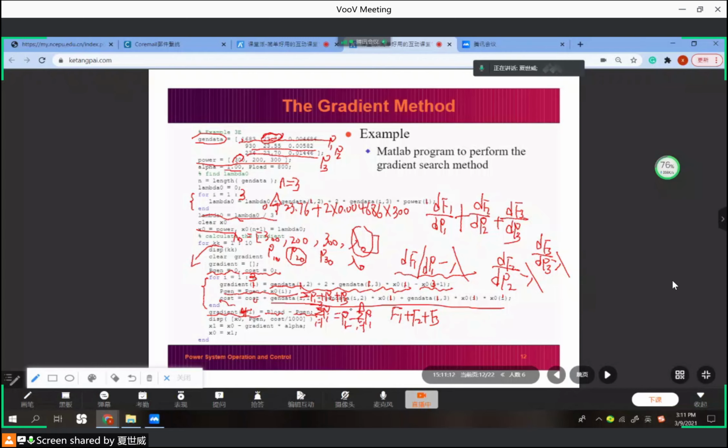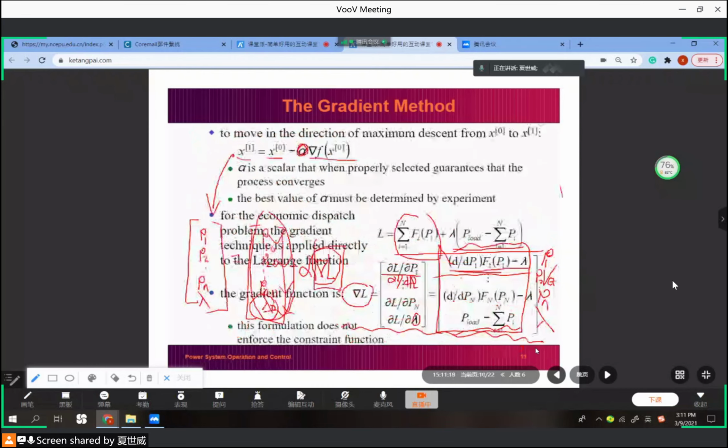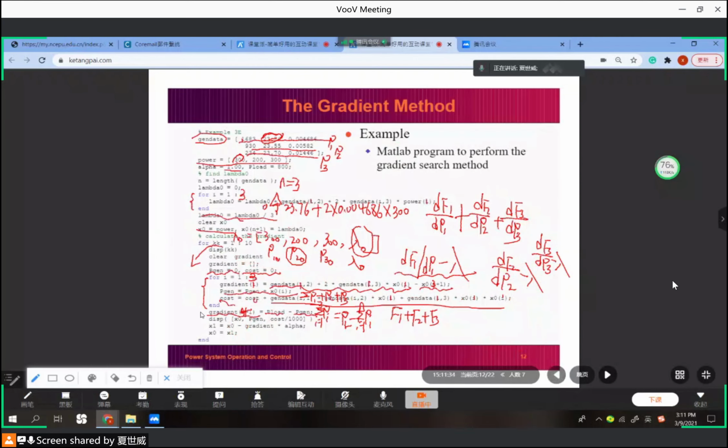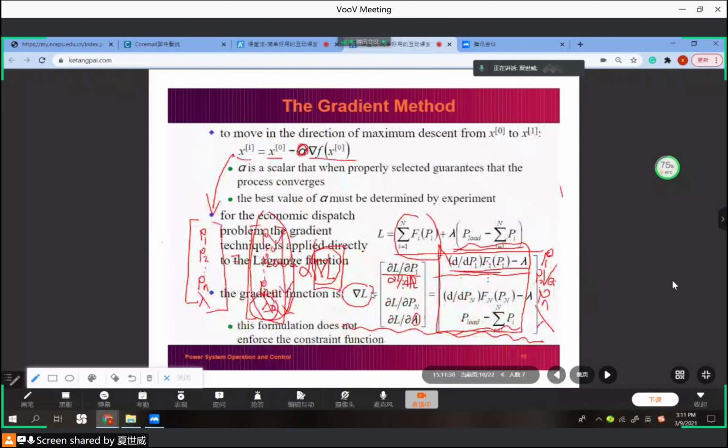So the fourth element is the load minus total generation. This is for df, the first order derivative of L over P1, P2 until Pn. The last element is the total load minus total generation. That means until here we have calculated the first order derivative of L.